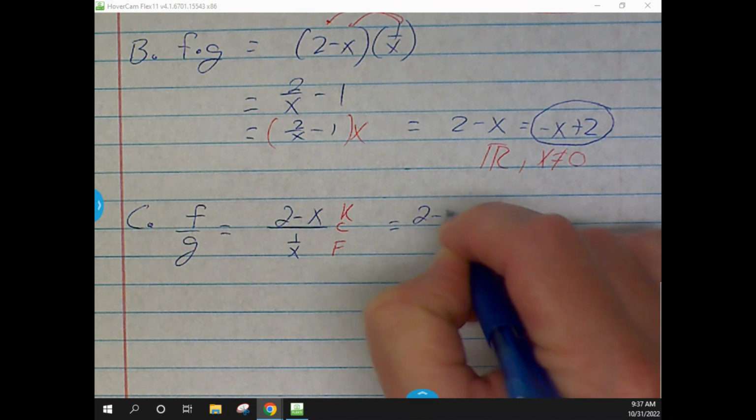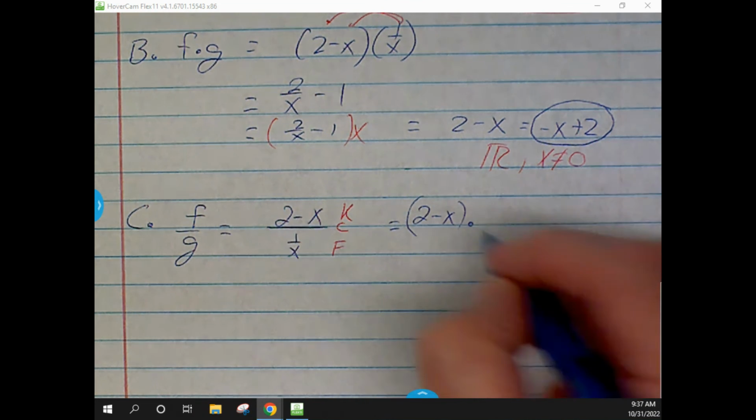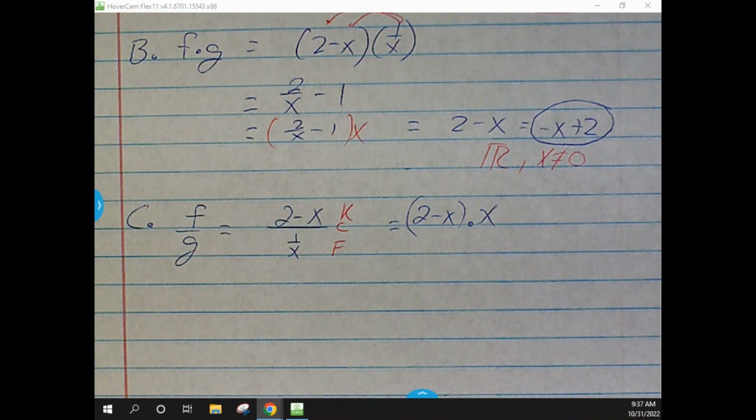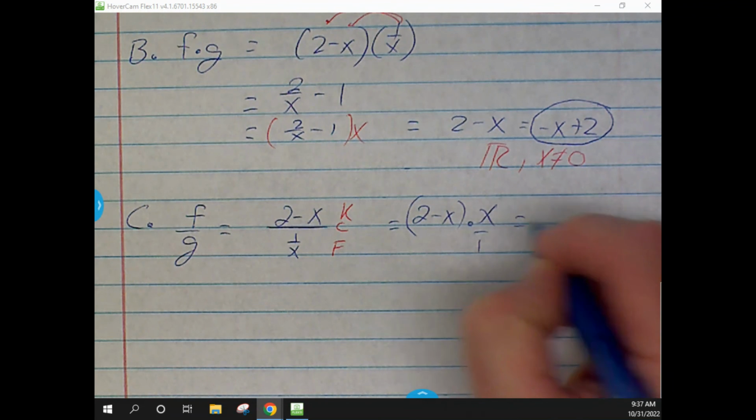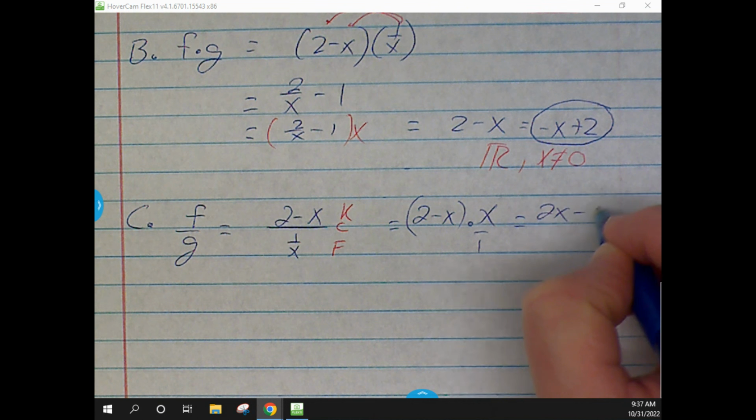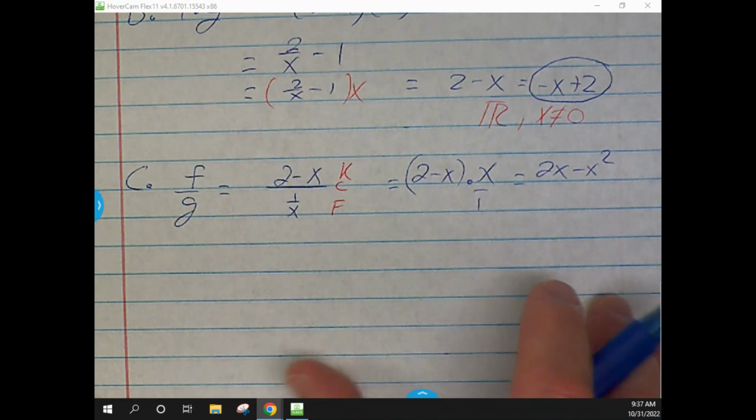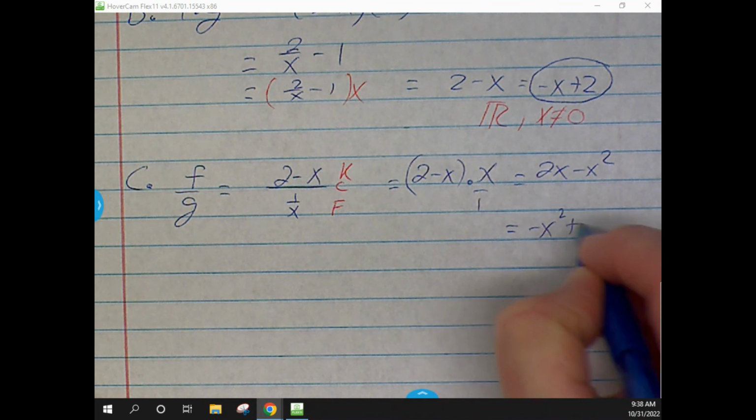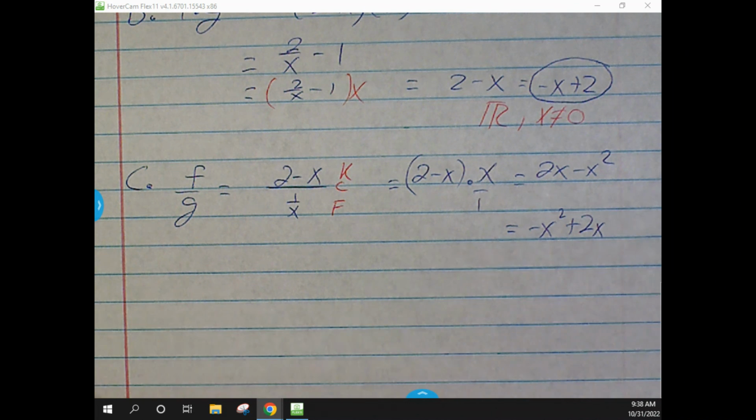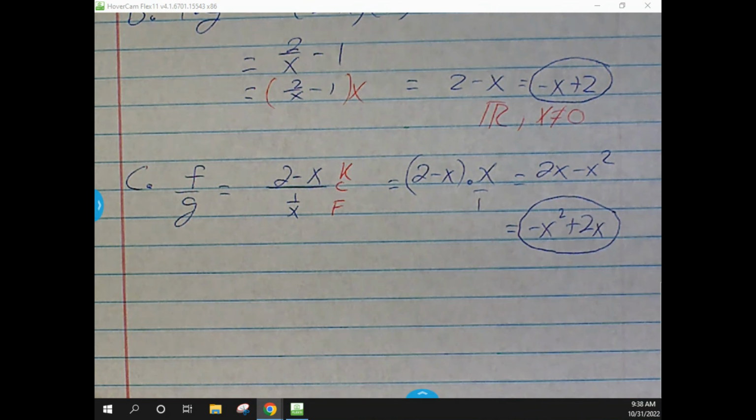So that's really 2 minus x times x over 1, which is just x. But again, the 1 doesn't really help us out in that case, so really it's just the distributive property with the x. So that's 2x minus x squared. And again, that answer is okay, but if they ask you to rewrite it in standard form, it'll be that.